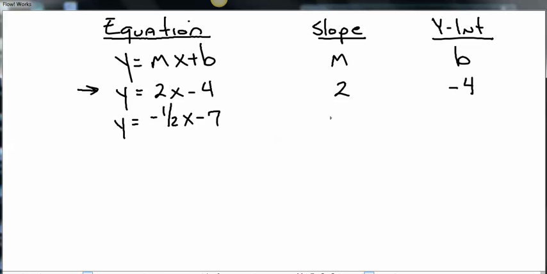Slope? Y-intercept? What does this line look like? It goes up and to the left. So it would look something like that, right? This line has a positive slope. It would go up and to the right. Okay?